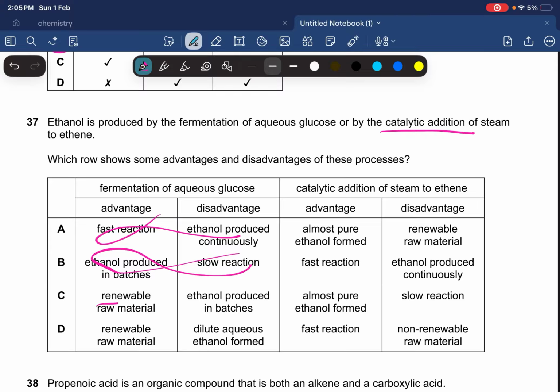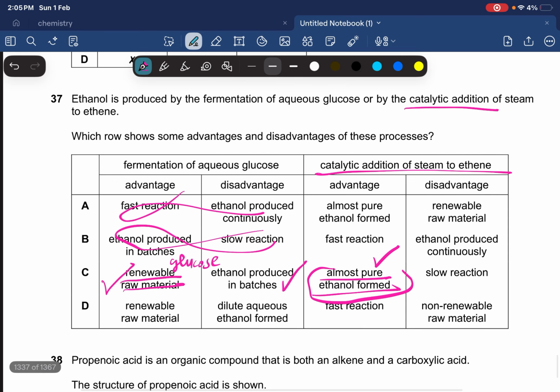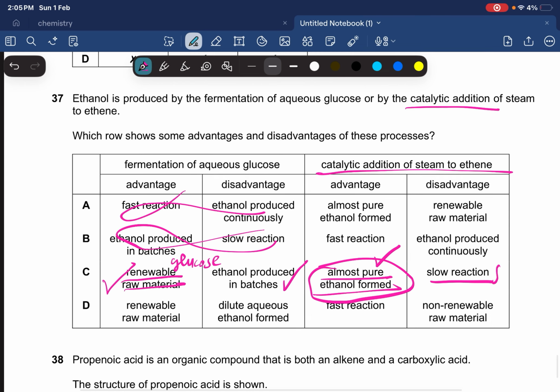Fermentation, renewable raw material. Yeah, because for fermentation you use glucose, and glucose is renewable. Ethanol produced in batches. Yeah, that's a disadvantage. You have to have batches. Catalytic addition, almost pure ethanol formed. That's correct. The purity is very high for this reaction. Slow reaction. Dilute aqueous ethanol formed. Disadvantage is that it's a slow reaction. No, this one is not a slow reaction. It's a fast reaction. So, incorrect. Option D, renewable raw material, correct.